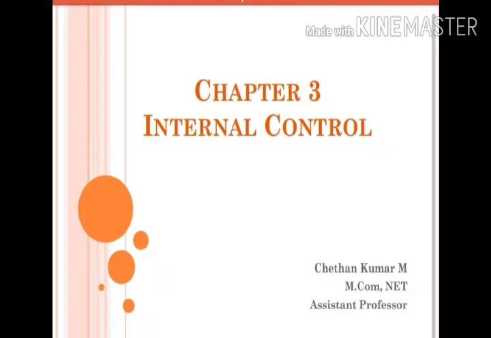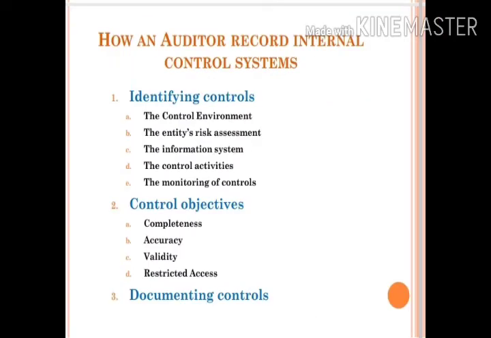So in this video we will be discussing how an auditor is going to record the internal control systems. In the last video we discussed the 5 components of the internal control system. The same thing will be there for the other 2 concepts including this. So we will be having 3 important areas in how we record the internal control system. First one is identifying the controls, secondly control objectives, thirdly documenting controls.